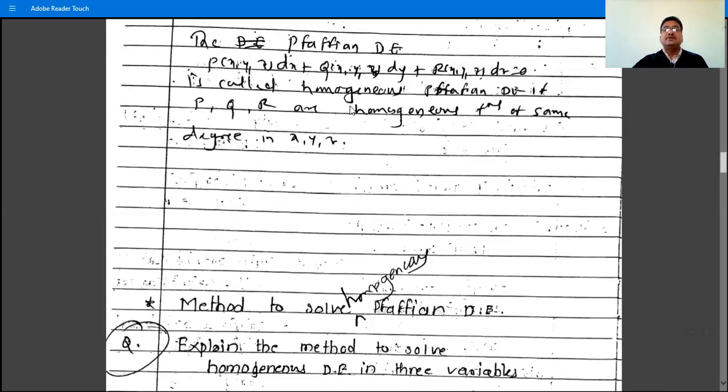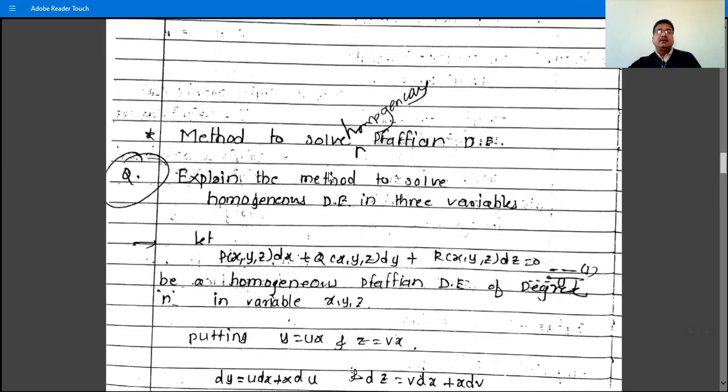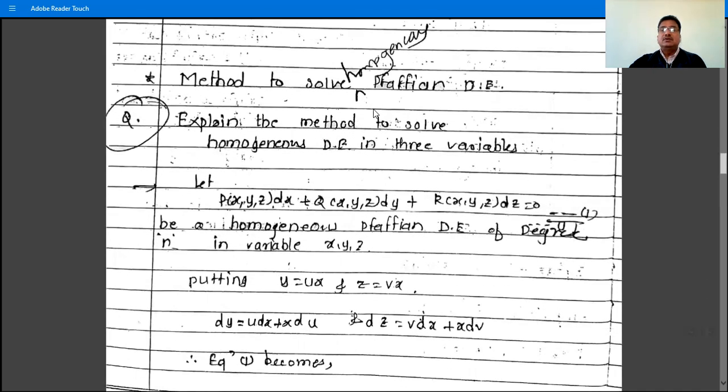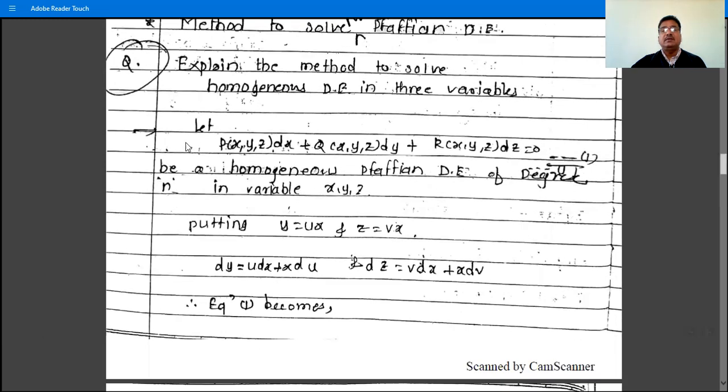So this is the definition of a homogeneous Pfaffian differential equation. P dx plus Q dy plus R dz is equal to 0 is called a homogeneous Pfaffian differential equation if P, Q, R are homogeneous functions of the same degree. So now the method to solve the homogeneous Pfaffian differential equation. The question is: explain the method to solve the homogeneous Pfaffian differential equation in three variables.